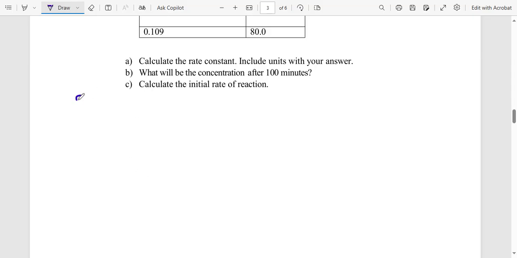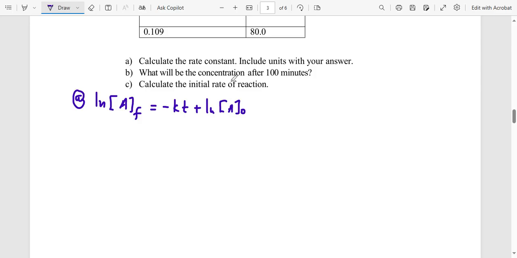So for question A, remember they've said this is a first order reaction. So it's natural log of the final concentration is equal to negative kT plus natural log of the initial concentration.